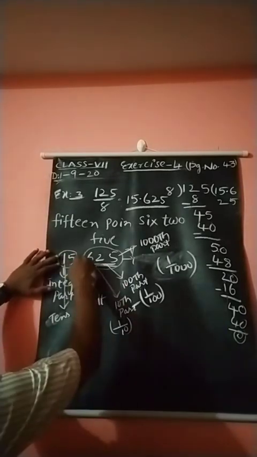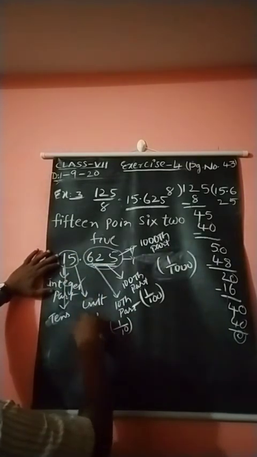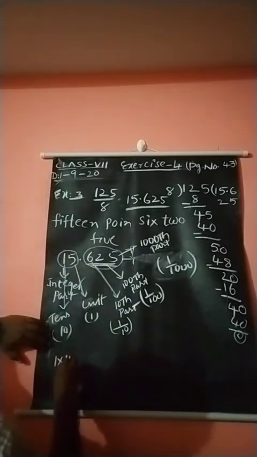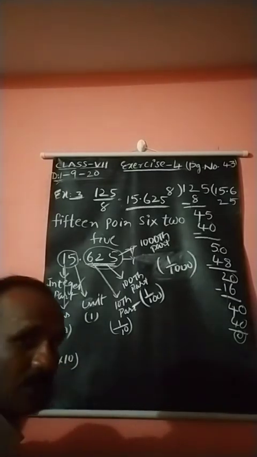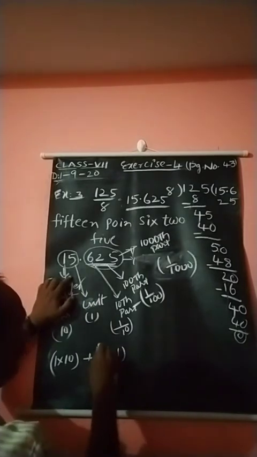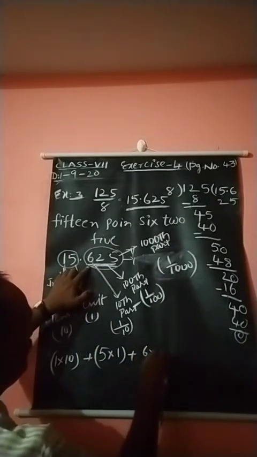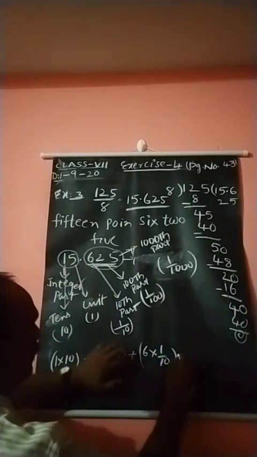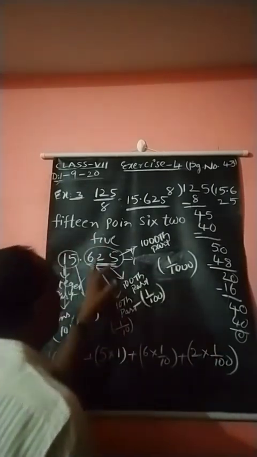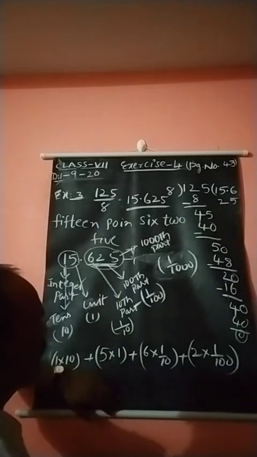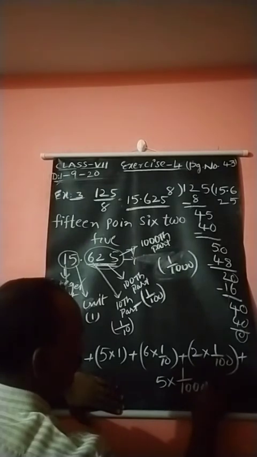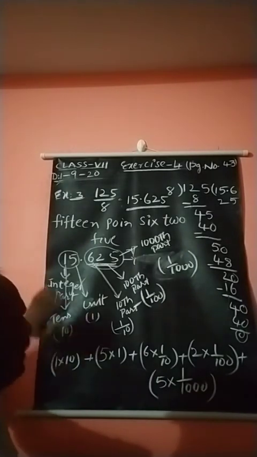15.625 means 5 is in the units place, 1 is in the tens place. That means 1 into 10. How do we write the place value? 1 into 10 plus 5 into 1 plus 6 into 1 by 10 plus 2 into 1 by 100 plus 5 into 1 by 1000. Like this you can write the place value of this decimal number.